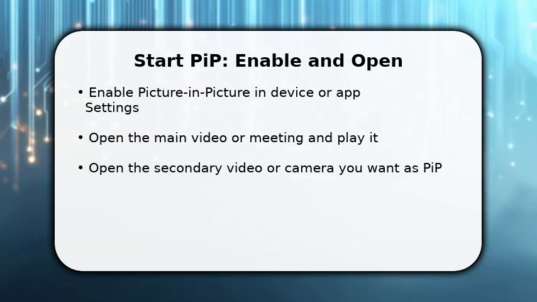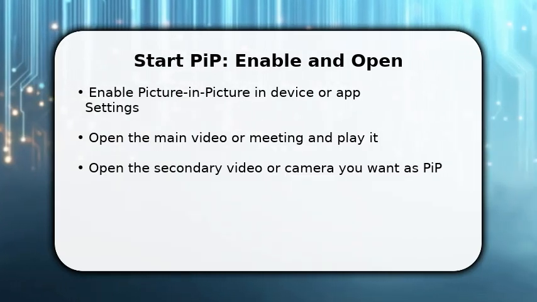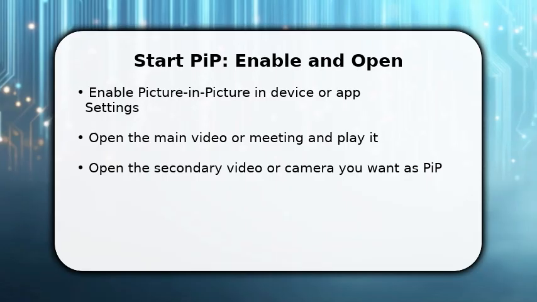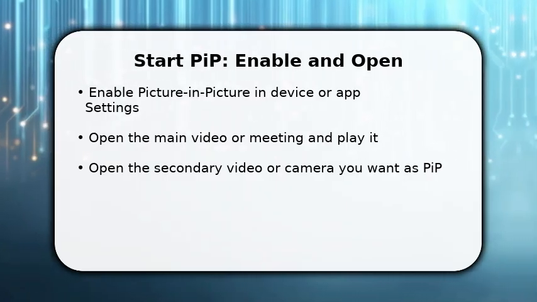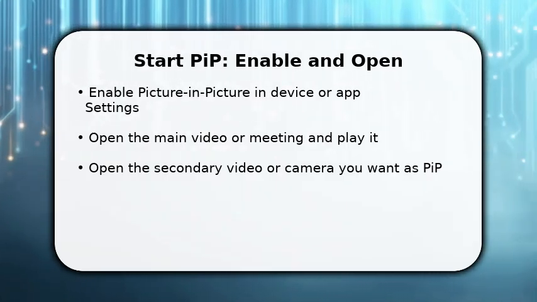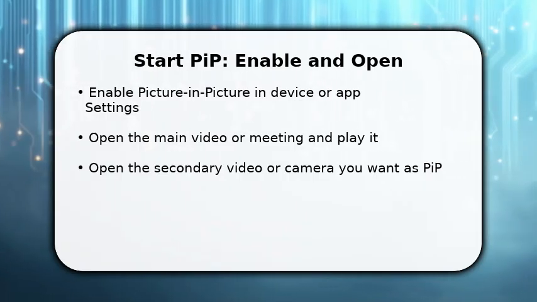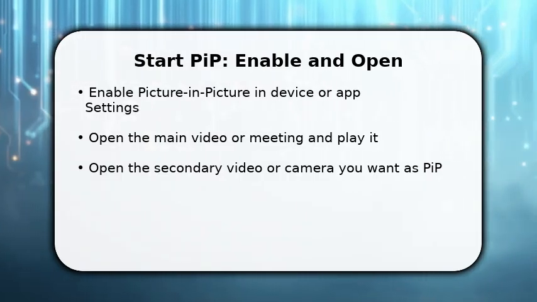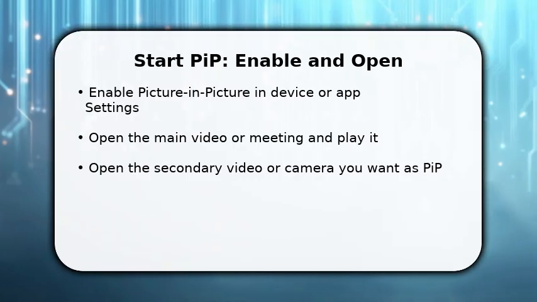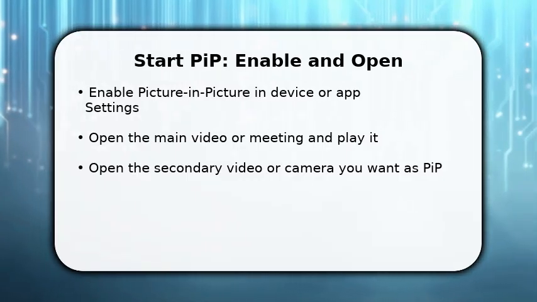Enjoy the video. You'll start by turning on Picture-in-Picture in Settings so the system allows floating players. Once enabled, open the primary video or meeting and begin playback. Make sure it's playing before you trigger Pi-P. Then open the content you want as the smaller overlay, camera feed, another video, or screen share.